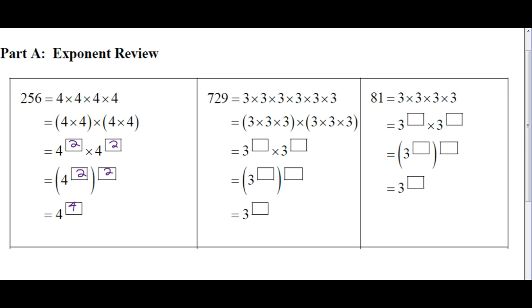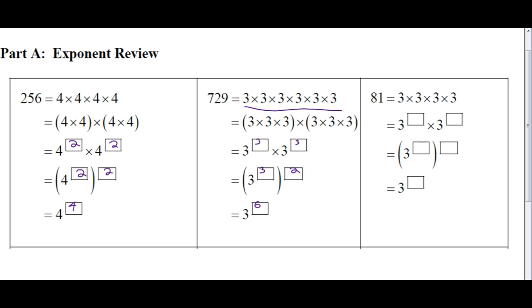Similarly, 729 is six 3s. You can split that into 2 groups. So we have 3 cubed times 3 cubed, which is 3 to the power of... Now what goes in here, a 2 or a 3? 2, because we're squaring that, right? There's 2 of them. Don't be fooled by the pattern. The idea here is we've got 3 cubed squared, which is 3 to the power of 6. I mean, we could just directly count that there were 6 of them, right?